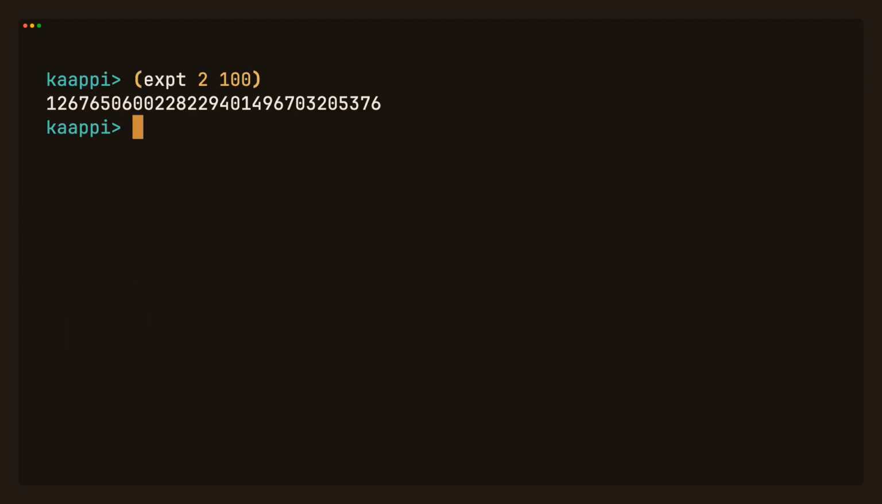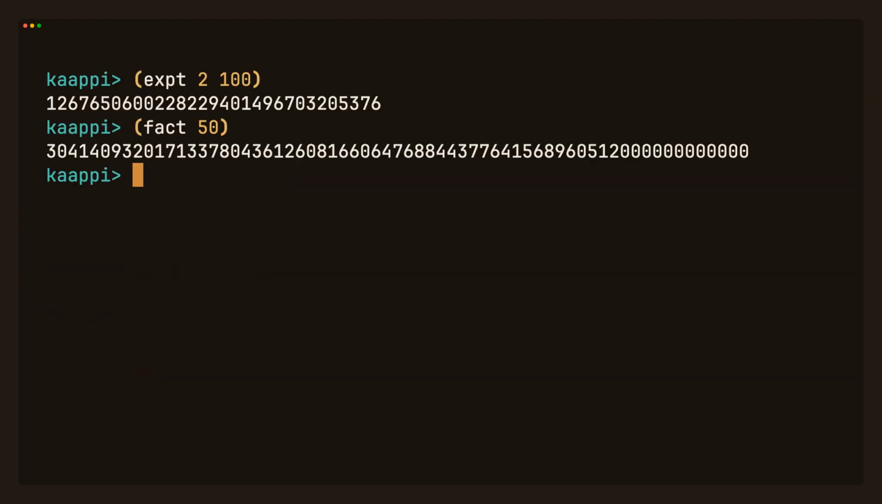Integers grow as large as they need to. 2 to the 100th power, Kaappi just prints the whole thing. Factorial of 50, 60 odd digits, exact to the last one. No overflow, no wrapping around to nonsense.